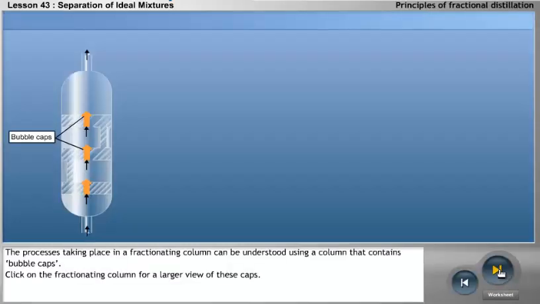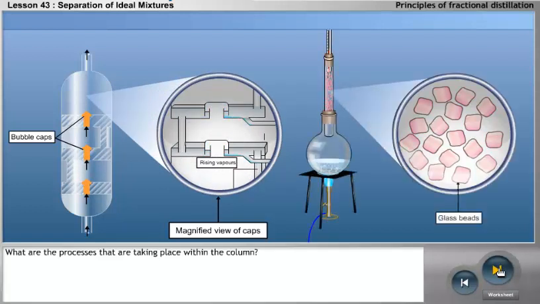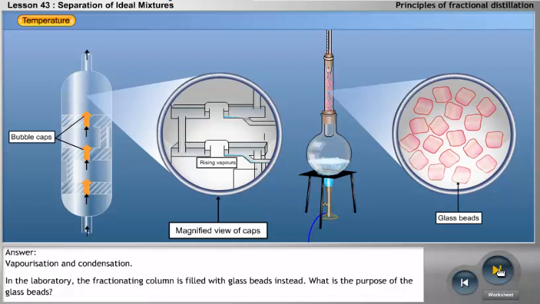The processes taking place in a fractionating column can be understood using a column that contains bubble caps. Click on the fractionating column for a larger view of these caps. What are the processes that are taking place within the column? Answer: vaporization and condensation. In the laboratory, the fractionating column is filled with glass beads instead.